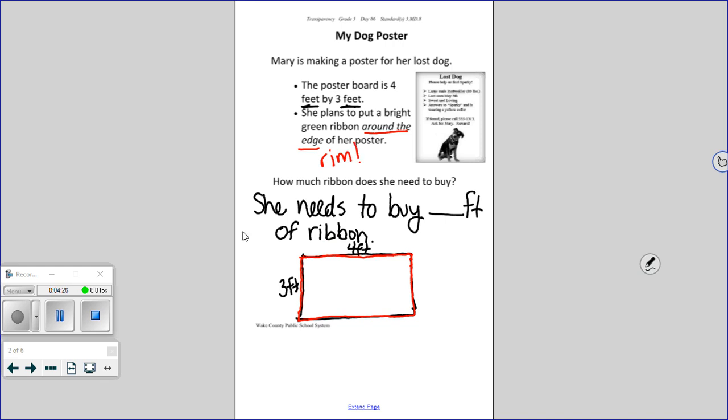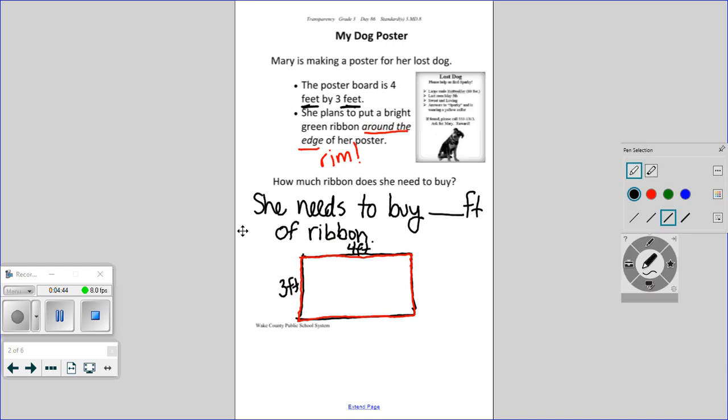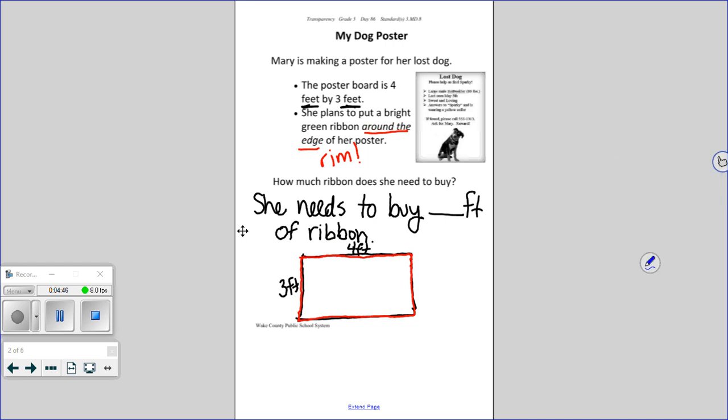rim. And if I'm trying to figure out the rim, then I need to be looking at the perimeter. I need to figure out the distance around this shape. So to do that, I simply add up all the distance of each length around my shape. So I'm going to change my pencil just so you can see it a little bit better. So I'm going to start here. This side I already know is 3 feet, so I'm going to write that down. I'm going to add that to this side, which is 4 feet.